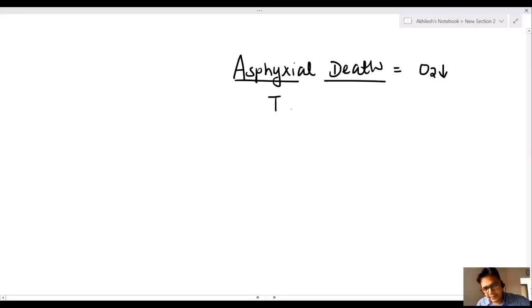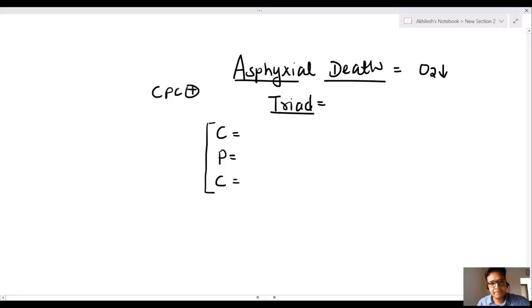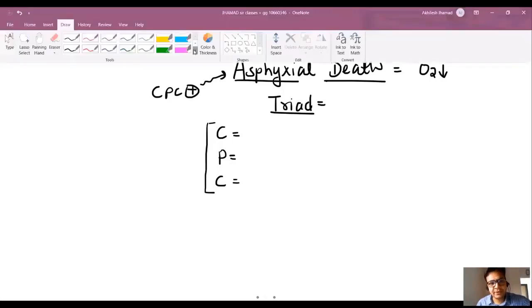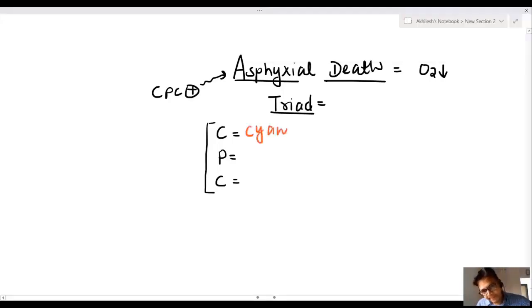Doctor, in asphyxial death, there is a classical triad. This classical triad is known as CPC. So if CPC is present, that means there is asphyxial death. What is CPC? C for cyanosis, P for petechiae, and C for congestion. Cyanosis, petechiae, and congestion. This classical triad is known as CPC.